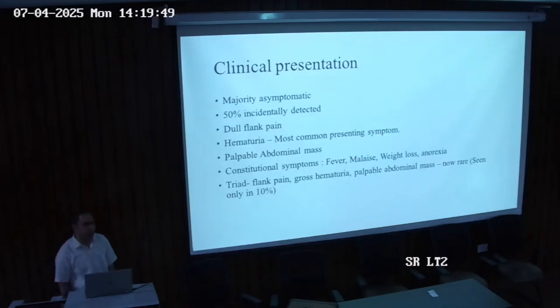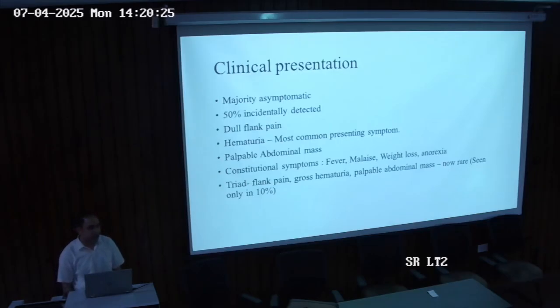Hematuria. Why hematuria in renal tumor? Hematuria is usually a late sign, in the advanced stage of the tumor, because the renal tumors are in the cortical part, and when the tumor invades the pelvicalyceal system, then hematuria will start. Other is a palpable abdominal mass. Other constitutional symptoms are fever, malaise, weight loss, and anorexia. These are advanced features seen in patients with metastatic renal cell carcinoma, advanced disease.